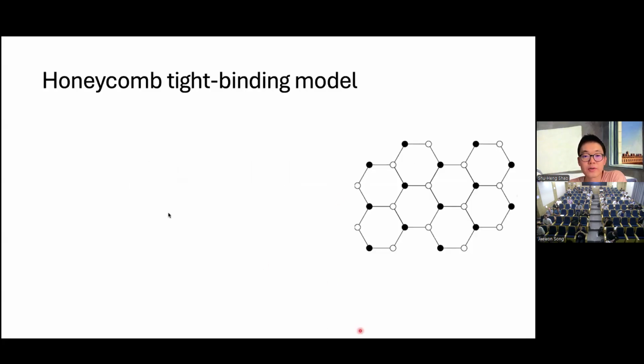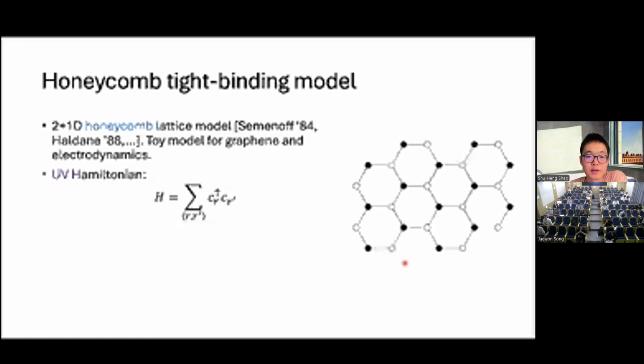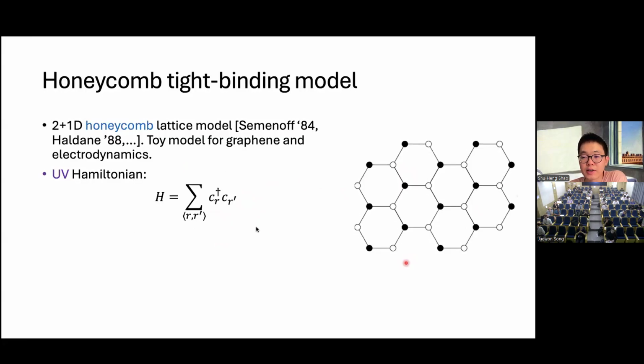So what's the model we are going to consider? The model is going to be a 2+1D honeycomb lattice model. It's a toy model for graphene. And the UV Hamiltonian is again similar to what we had in 1+1D. We put a single complex fermion at each site of the honeycomb lattice. There's a closely related model you can consider, which is to work on a square lattice, but with a non-trivial staggering. That's also known as the staggered fermion model. But today, let me focus on the honeycomb model. In some ways, the honeycomb model is actually easier than the staggered fermion model.